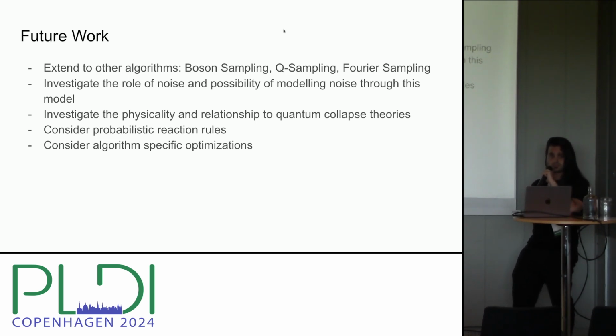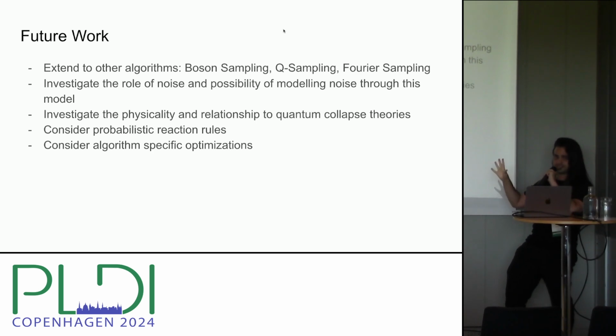For future work, we want to try to apply this to something like boson sampling, which is known not to be simulatable classically. We also hope to investigate the role of noise in a simulation model like this. We hope to explore the physicality of this model. Nature is concurrent itself, but our quantum computers require a high level of synchrony. So I think it's an important conversation to have. We hope to consider probabilistic reaction rules, and we also want to consider algorithm-specific optimizations.